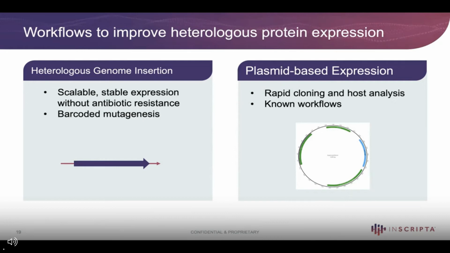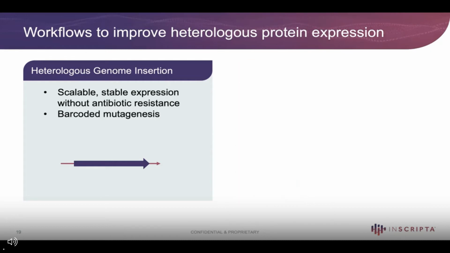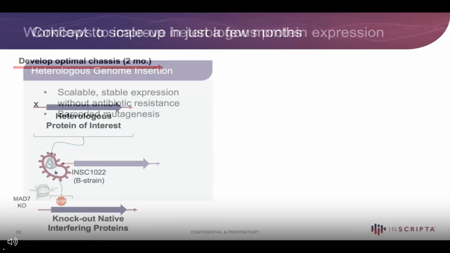I also wanted to test a plasmid-based expression system that allows me to do rapid cloning and bring all the tools of molecular biology to bear with these Onyx libraries, and associates back to being able to make rapid advancements on that plasmid-based mutagenesis, albeit not barcoded. So I want to talk about the heterologous gene insertion first.